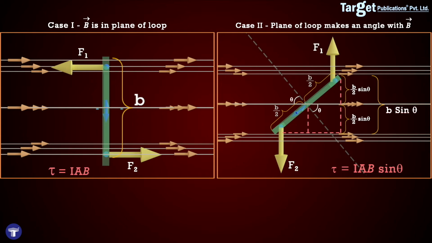Using the expression of torque in both the cases, we can write down a general formula for the torque on a rectangular loop. We do so by defining the magnetic moment as IA. Rewriting the formula for torque as a vector product between the magnetic moment and the magnetic field, we get that torque can be expressed as one expression, that is tau is equal to m cross B.